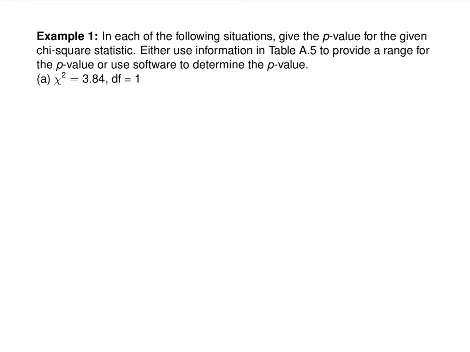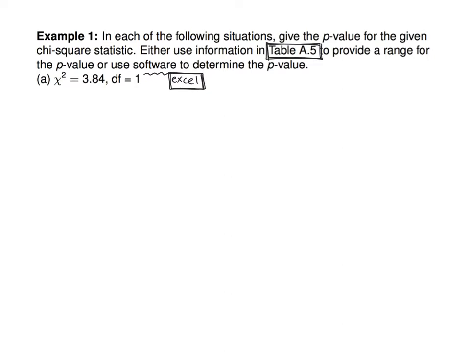So the table we're going to use here is table A.5 in your text, which I'll also attach to this lesson. We're going to provide a range for the p-value from the table, and then we'll also use software, which for me is going to be Excel. And just for those of you that have Macs and don't have Excel, Numbers works pretty much the exact same way. If you need help figuring it out, just get in touch with me.